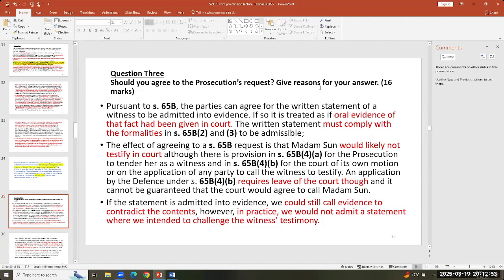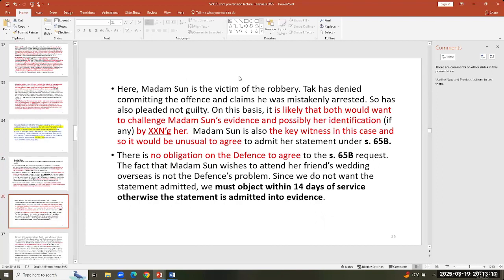And the court's not going to give you leave if you say, well, yes, we shouldn't have agreed to this going in under 65B, we've changed our minds. You need to have a good reason why her attendance is required. If the statement goes in, you can still contradict the contents, but remember, in practice, you'd never agree to admit a statement that you want to challenge the contents. It doesn't make sense. So she's the victim. You would want to challenge her evidence, possibly her identification. You would want to cross-examine her. You'd never agree to admit the key witness's statement under 65B.